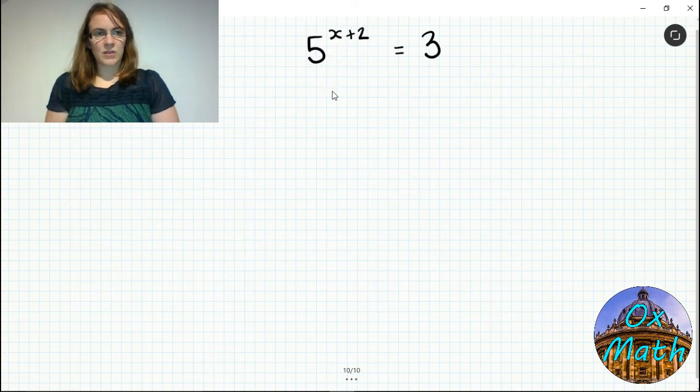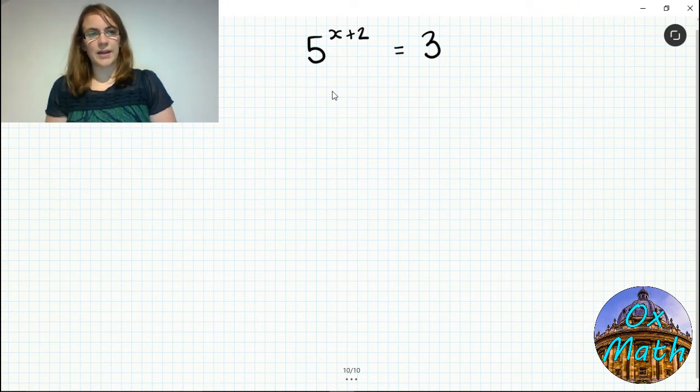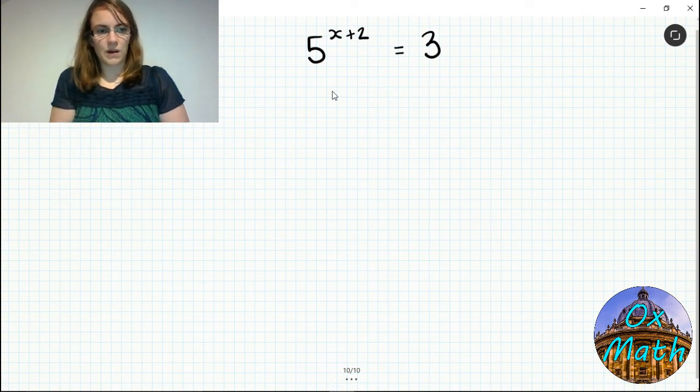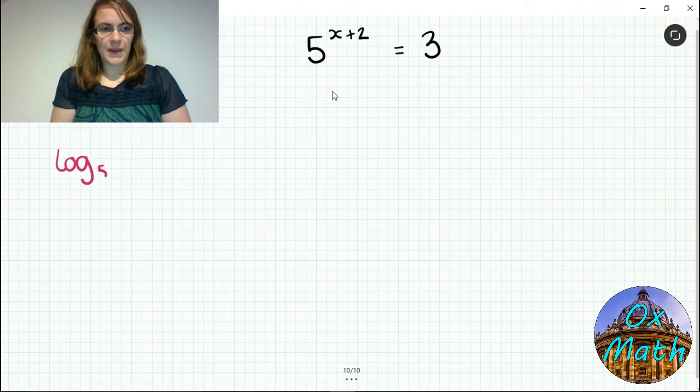So I keep mentioning that logarithms are very useful for when you have an unknown power, because a logarithm is a power. It allows you to rearrange an equation to get the power as the subject. So there are actually two different ways to go about solving this equation here. We could straight away use our definition of logarithm and say that log base 5 of 3 must be x plus 2, and then to get the x on its own we simply subtract the 2.